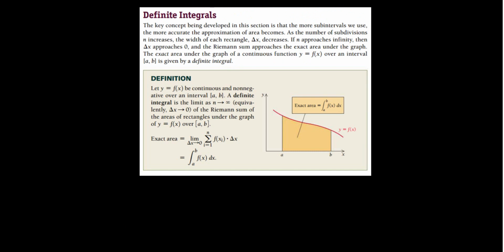Okay, so the Riemann sum of the areas of rectangles under the graph over a to b. Again, that's just the interval. So the exact area of what we've been doing so far in this section can be equated to something that's, in everybody's opinion, a lot easier, and that's just doing the definite integral, right?